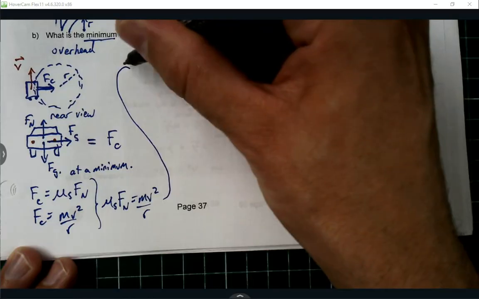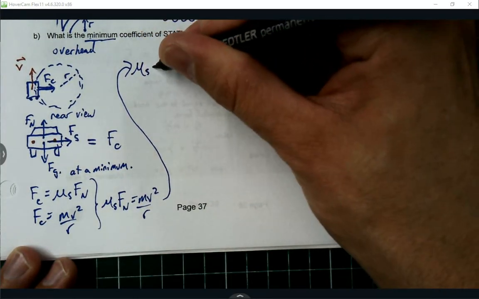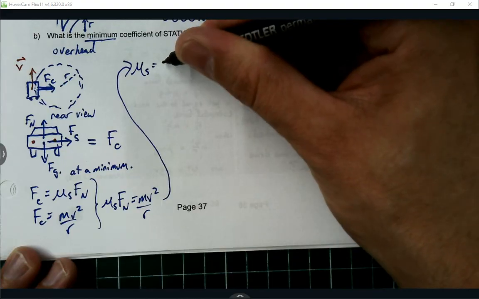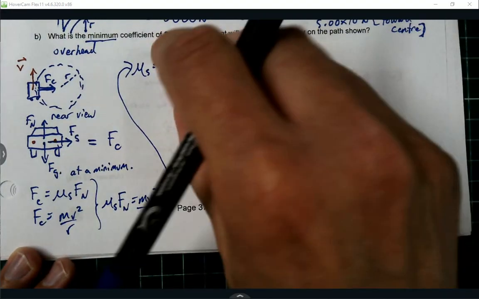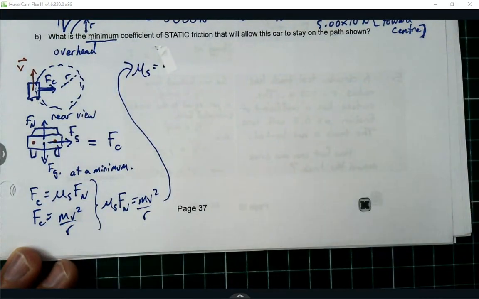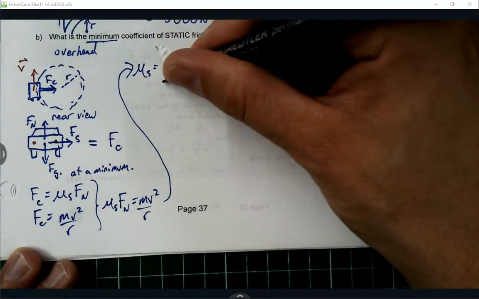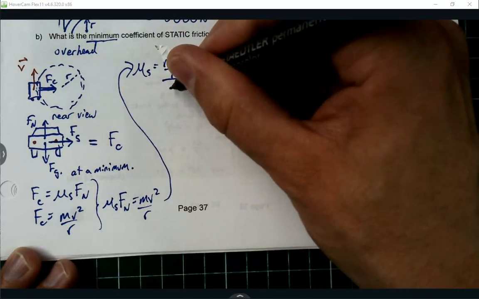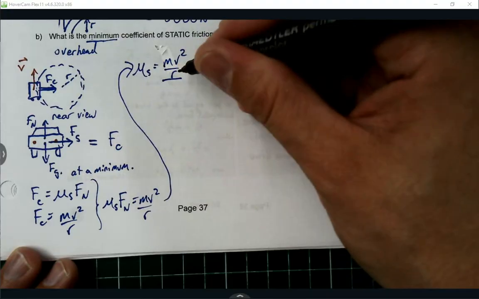All right, so we can pop up to the top here and we can say, all right, well, if I solve for mu s, it is going to be equal to, oopsie, sorry, I miswrote something because I was thinking about my next step. mv squared over r, all divided by Fn.